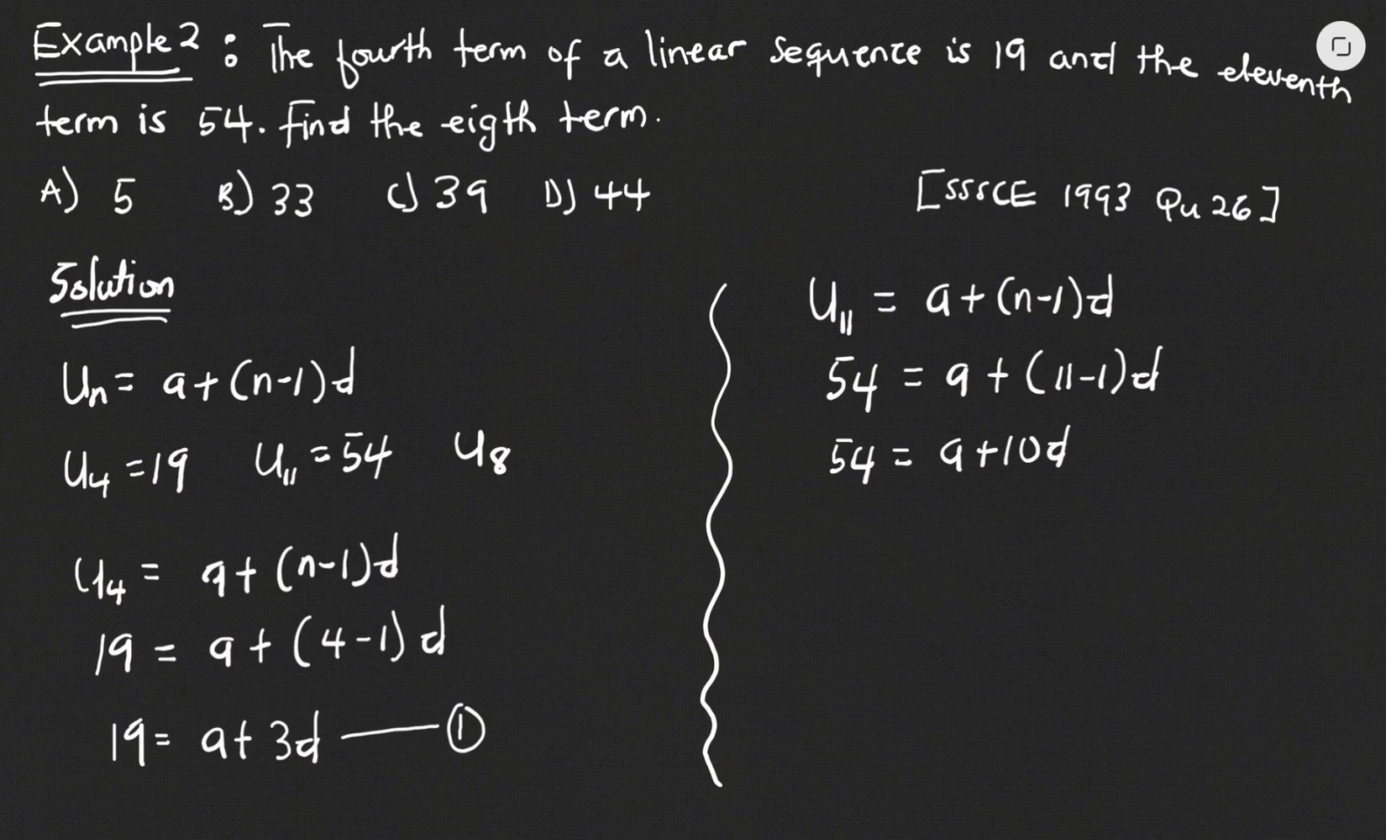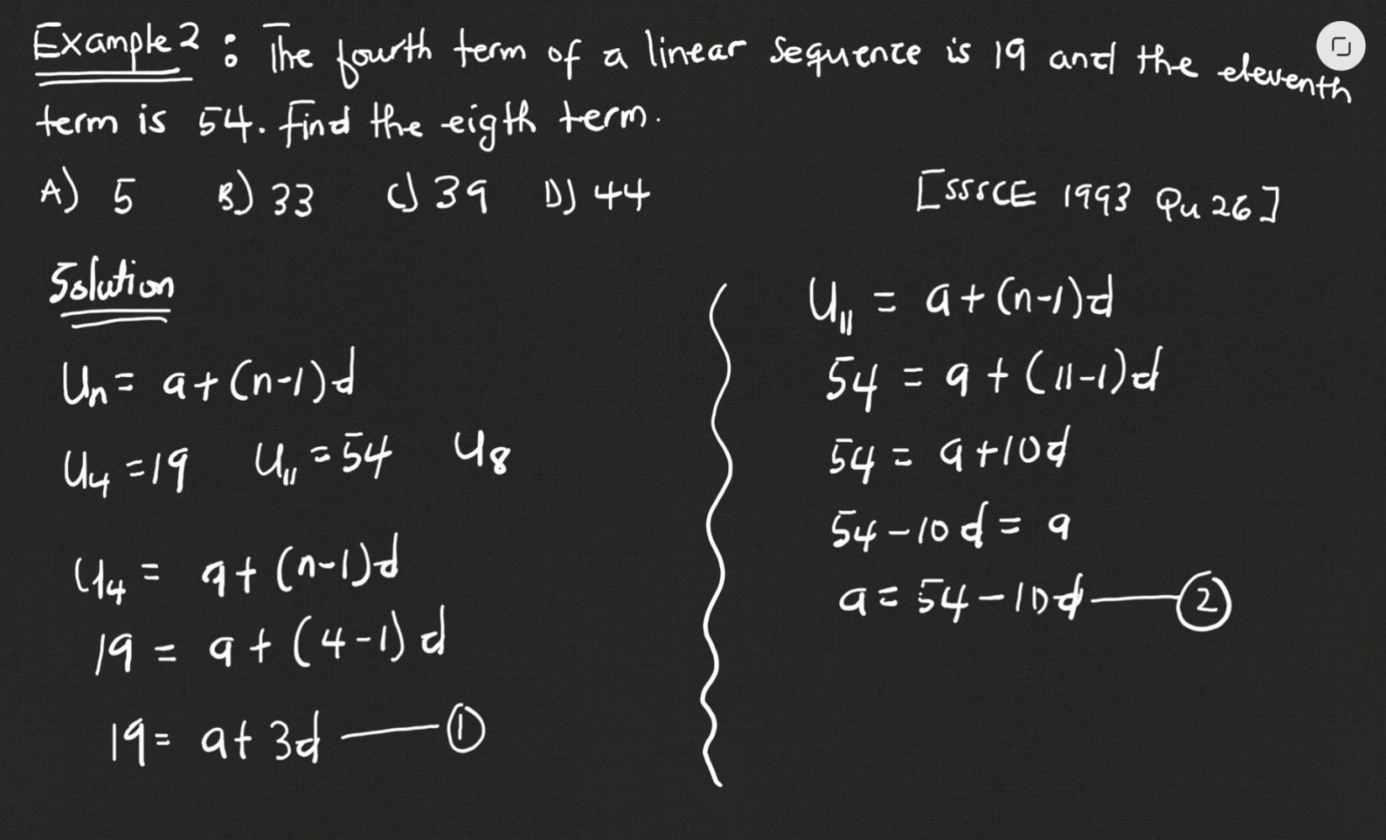Okay, so now from here, let me just make a the subject. So I maintain the a here, and I send the 10d to the other side, so it becomes 54 minus 10d is equal to a. So therefore my a is equal to 54 minus 10d as my equation 2. All right, so to find the value of d, I substitute equation 2 into equation 1, and then I get the value for d, or the difference.